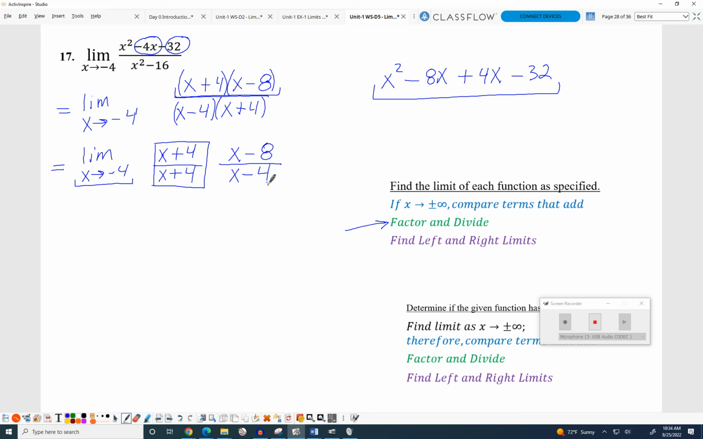So now I just have to think. When x is close to -4, this is going to be really close to -12. Doesn't matter if it's a little more than -4 or a little less. I do have to think of both. The bottom, this is going to be close to -8. So now I know the limit is simply 3 over 2. That's the y coordinate when the x coordinate is a little more or a little less than -4. Question?